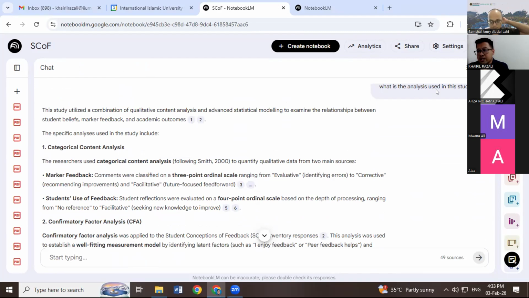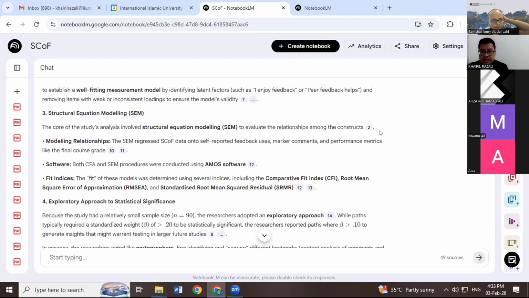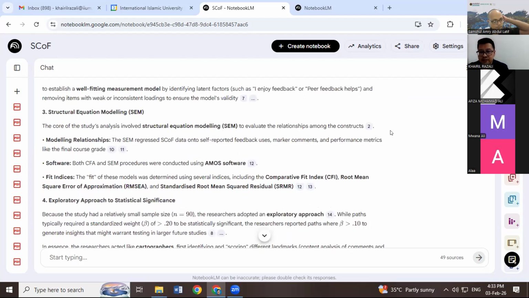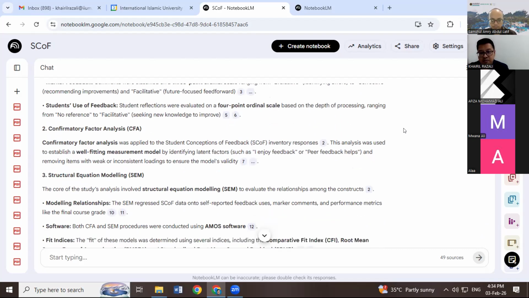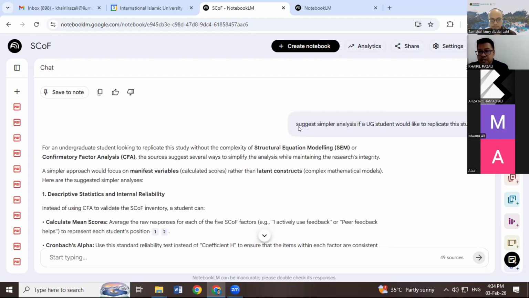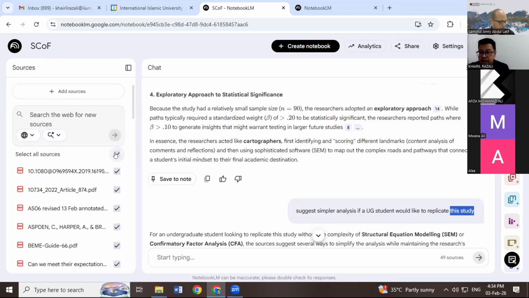Okay, so this is one of the questions that I have actually shown to my student. What is the analysis used in these studies? And then they will explain all the analysis and the methodology being used. This is fantastic if you want to highlight the gap in terms of the methodology in the previous paper. Here is another one that I've done with my students: suggest simpler analysis if an undergraduate student would like to replicate this study. This question is specific to one study only. Remember when I talked about this, you can untick all, and then specify which paper that you want to use.